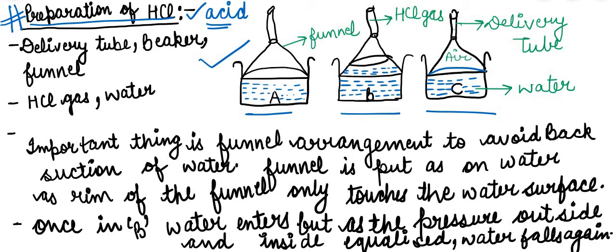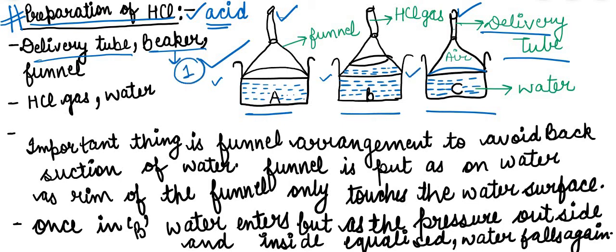We require apparatus. One is the delivery tube, as it is written here. Second is the beaker, that one beaker you require. Just to explain the setup, I have set up 3 beakers, but actually only one beaker is required. One funnel is also required. And the reagents, chemicals we require, are the HCl gas and water.